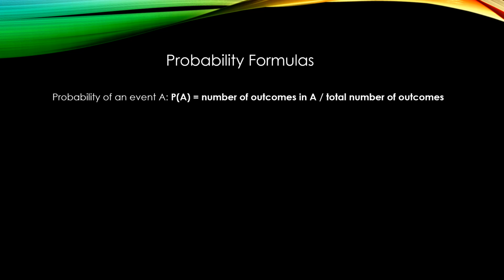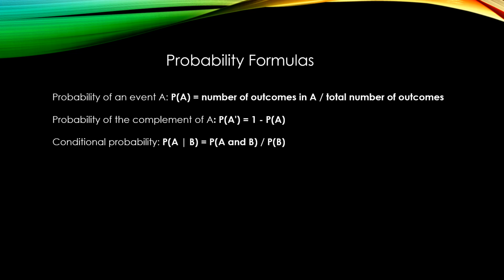All right, so probability of an event A. P of A, otherwise, this is how I say it in my head, probability of A happening is equal to the number of your total outcomes in A divided by the total number of all your outcomes. So the probability of the complement of A is 1 minus the probability of A. And then the conditional probability here is the probability of A given B, given meaning that you are provided that information, is equal to the probability of A and B together divided by the probability of B.